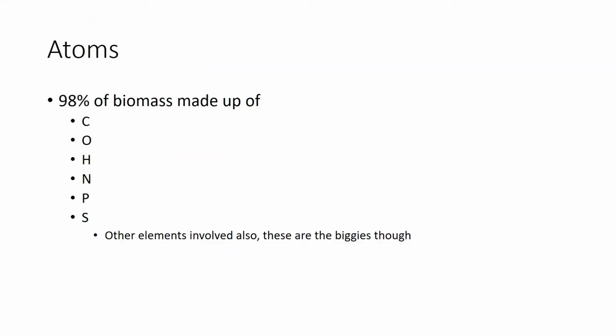Now, when we talk about living things, most of biomass, or bio means living, mass is material, living material is made up of these elements. Hopefully you know C is carbon, O is oxygen, H is hydrogen, N is nitrogen, P is phosphorus, S is sulfur. There are a lot of other elements involved inside of each and every one of you, but these ones are the big ones. And these ones make up a lot of those molecules that keep you running and keep you going.